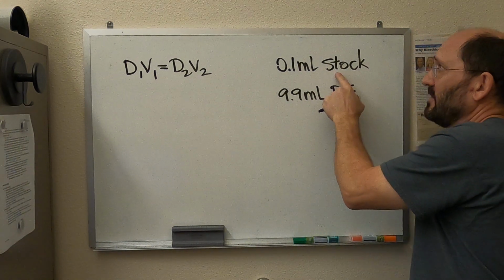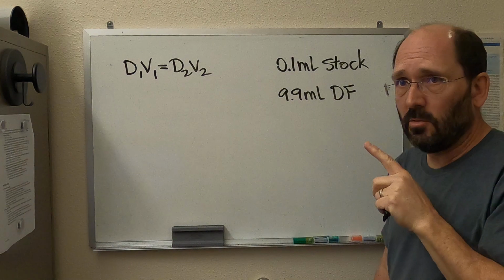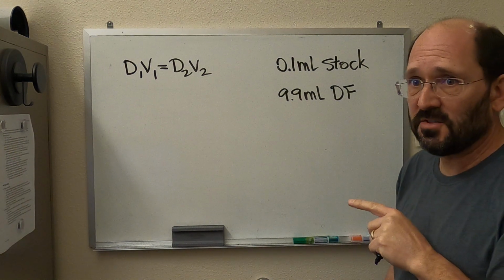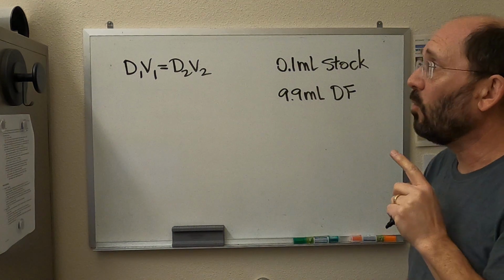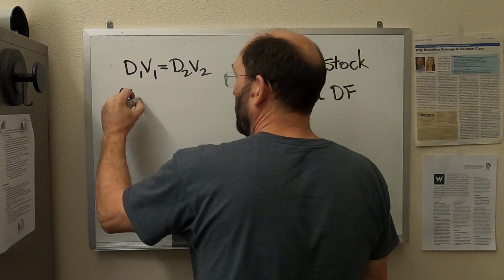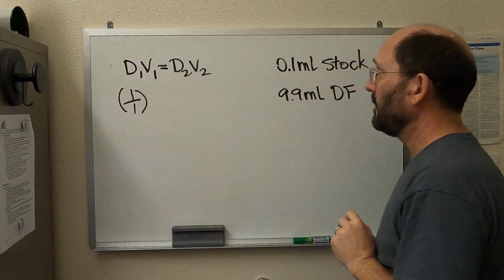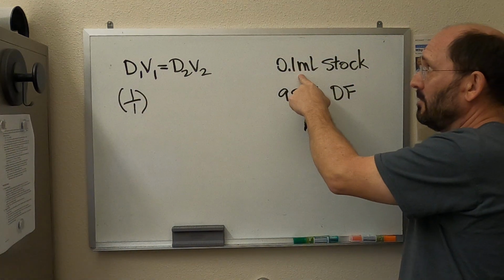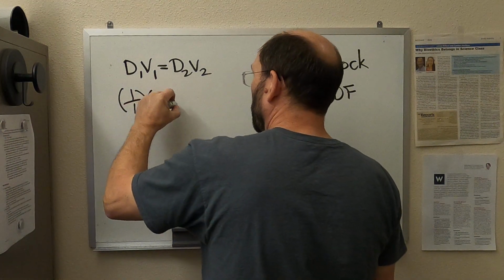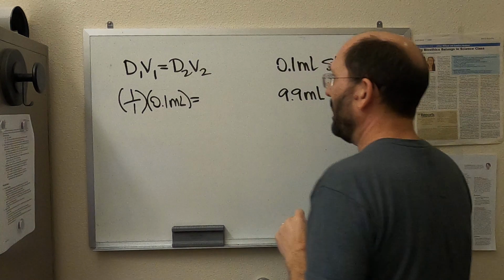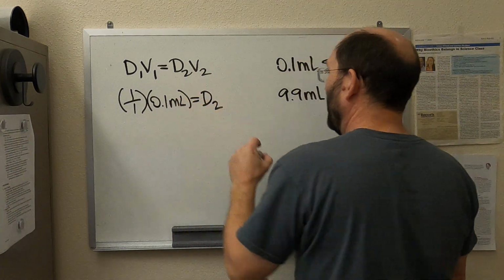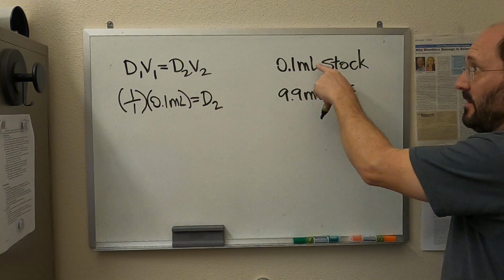When you see something that says a stock solution, unless you are told specifically otherwise, you should regard stock solutions as being undiluted. That means they're a 1-to-1. So in this case, we know our D1 is going to be a 1-to-1. Now we know our 0.1 milliliters is our volume 1, so we're going to put that here too. And now we don't know our D2, so we're going to be solving for that later, but we do know our V2.